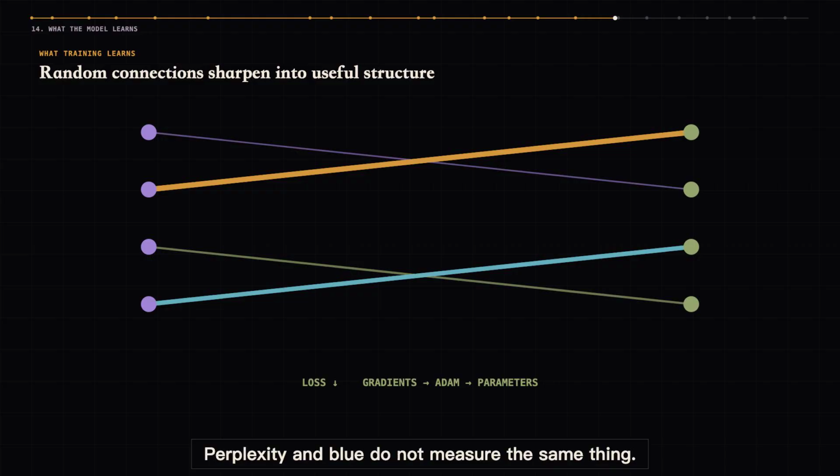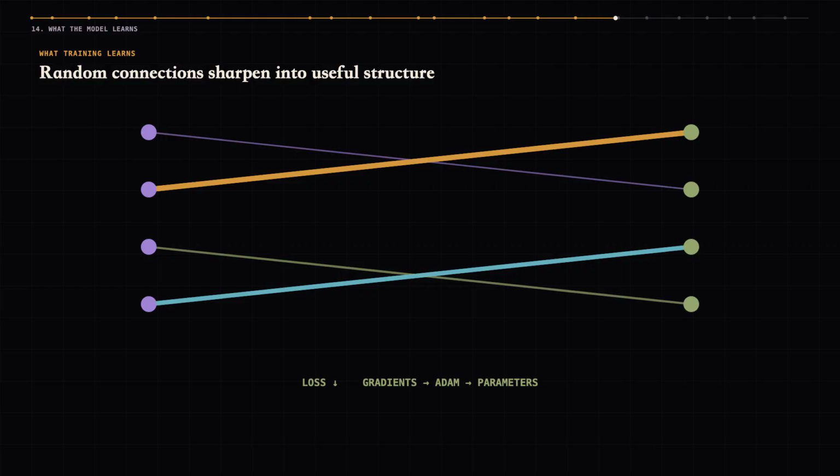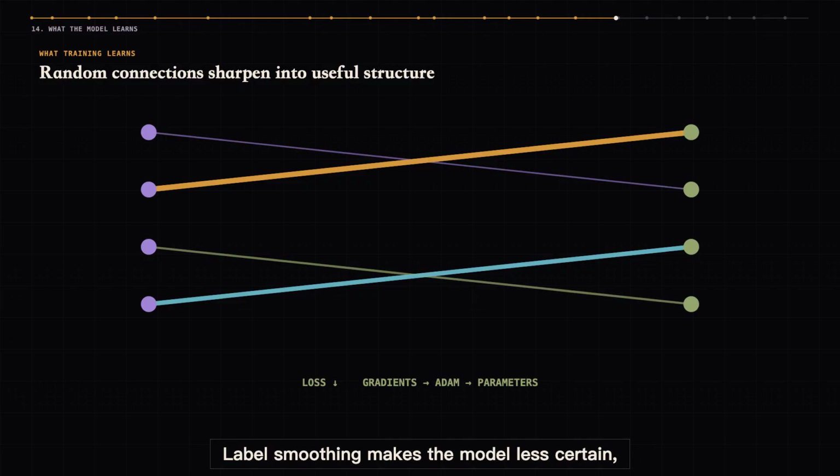Perplexity and BLEU do not measure the same thing. Label smoothing makes the model less certain, which can worsen the likelihood-based perplexity measure even when the final translation metric improves.